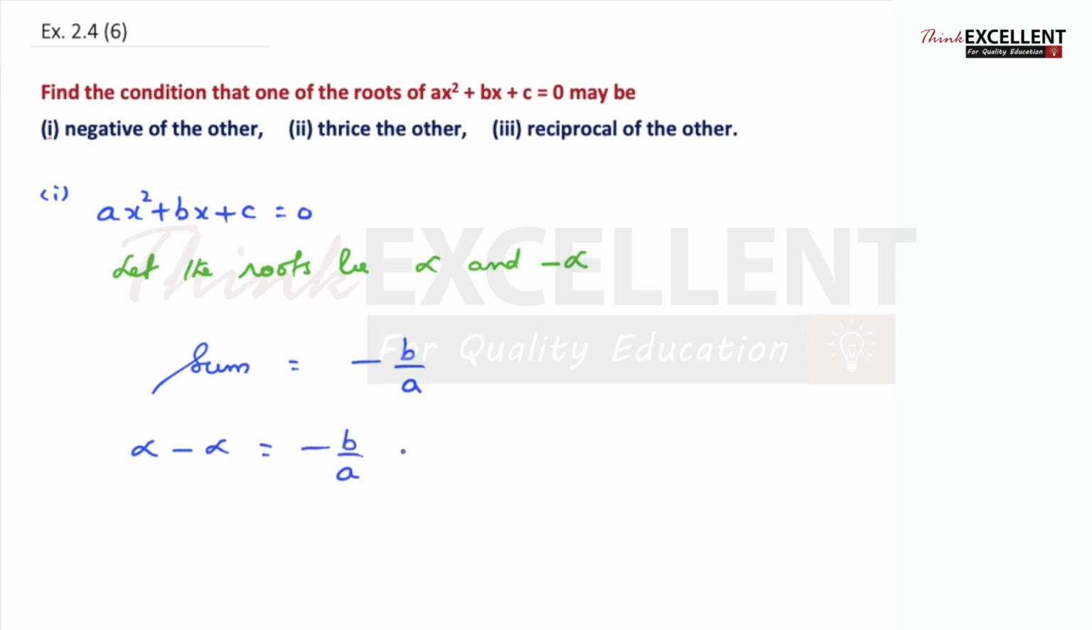So what answer are you getting here? 0. 0 is equal to minus b by a. Change the sign, b by a is 0. So if we cross multiply, b equal to 0 into something, b equal to 0, right? So this is the condition. Find the condition, that's all. So in a quadratic equation, if b equals 0, that means if there is no x term, then definitely one root is the negative of the other. So the condition is b equal to 0. There is no x term.